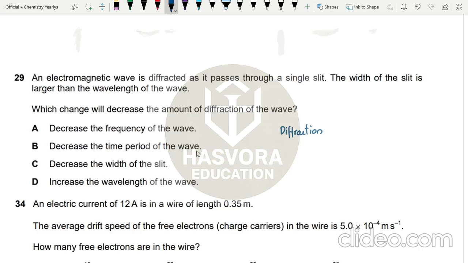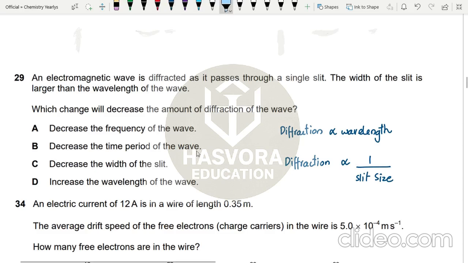is directly proportional to the wavelength, and the max diffraction occurs when the wavelength and the slit size are approximately the same, and diffraction is inversely proportional to the slit size. Now let's have a glance at the options they have given us. So which change will decrease the amount of diffraction? If we are looking for a decrease in the amount of diffraction, we will decrease the wavelength or we can increase the slit size.